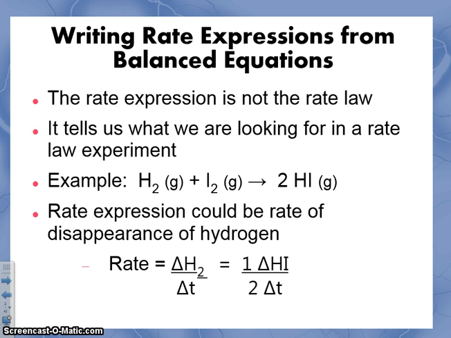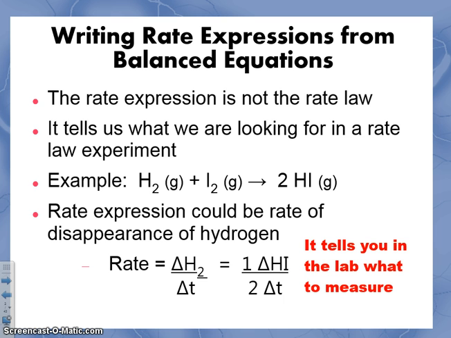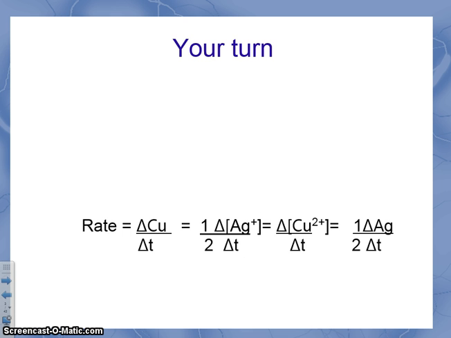So, for example, this reaction of hydrogen gas with iodine vapor to form hydrogen iodide. The rate expression could be the rate of disappearance of the hydrogen, which, as you can see, is disappearance here. The rate of disappearance is a function of time. That's 1/2 the rate of appearance of the hydrogen iodide. So we could write the rate either way. This tells you what you want to measure in the lab.